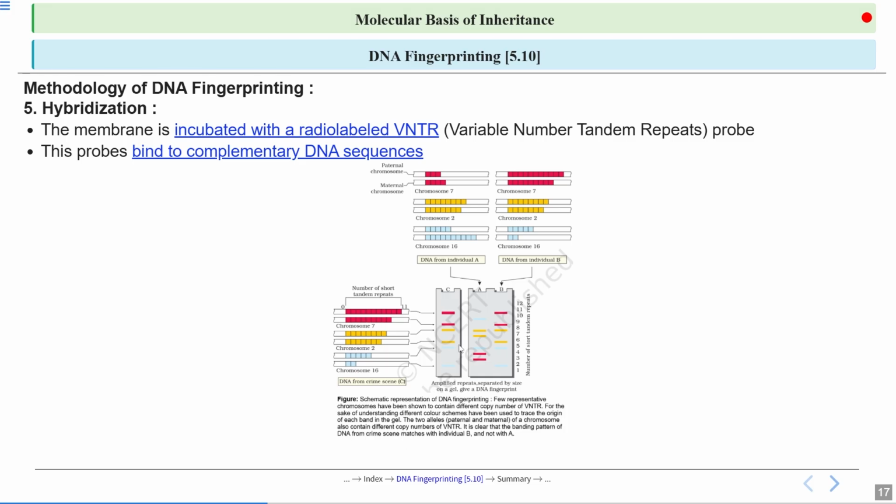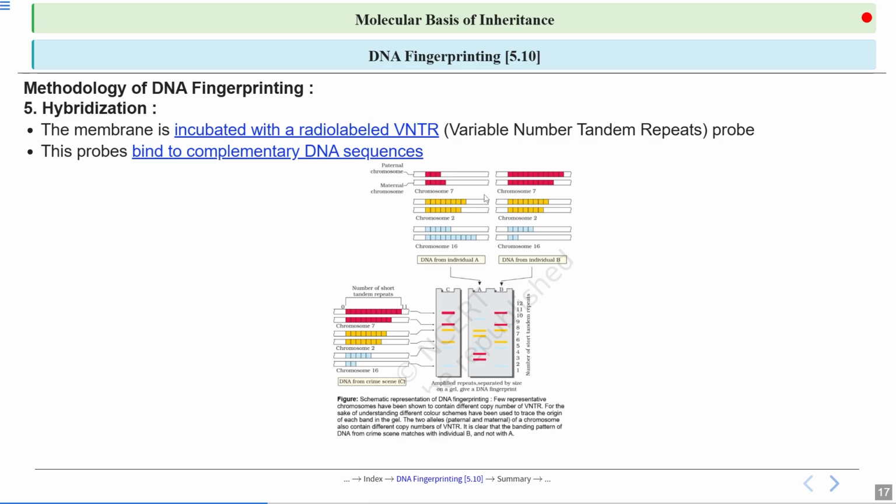So what is happening in this figure? Let's see. This is the maternal chromosome and this is the paternal chromosome. You can see that even between the maternal and paternal chromosome, the copy number differs so much. They contain different copy numbers of VNTR. In this you can see only 3, in this you can see 4, and many on this.